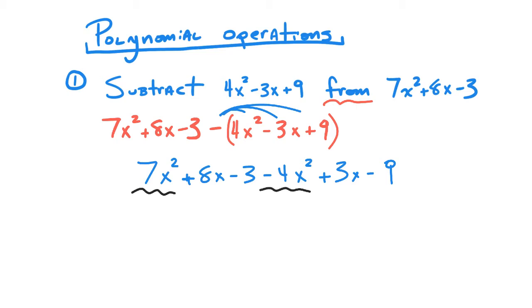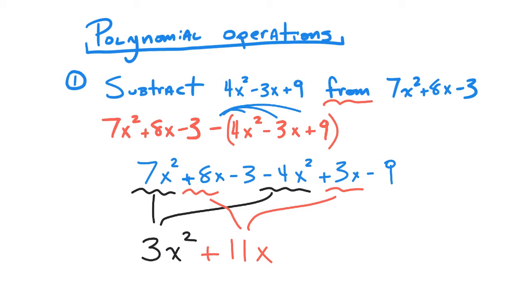So for my x squareds, you always want to pay attention to the sign in front. Notice my underlining, make sure you're paying attention to the sign in front, that negative in front of the 4. I'm treating it like a negative 4 when I combine them. So now I can say, 7 minus 4 is going to give me 3x squared. For x, I have 8 and 3 both positive, so that's simply going to be 11.